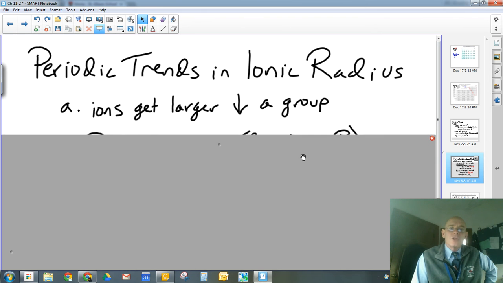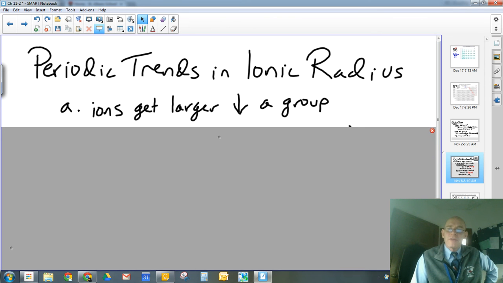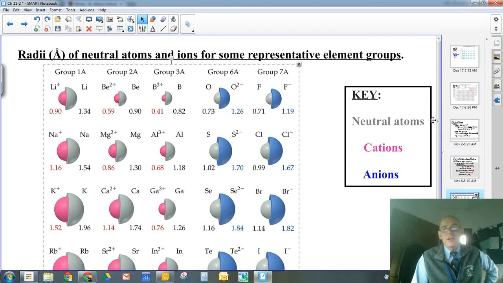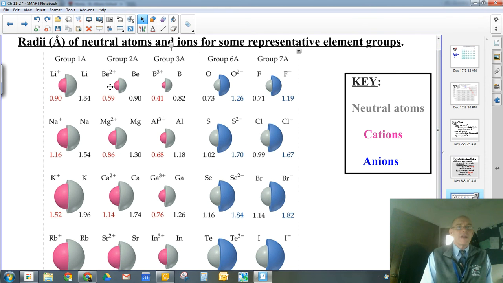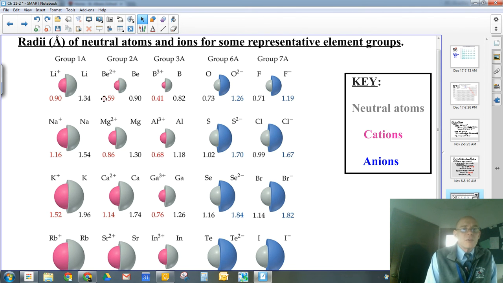Ions get larger as you go down a group, and that should be obvious as well, for the same reason that atoms get larger as you go down a group or a family. So let's take the beryllium group, for example. Notice on this chart here, the numbers shown in pink and in gray and in blue for the anions are the actual atomic or ionic radii in angstroms. An angstrom is a tenth of a nanometer, so 10 to the negative 10th of a meter. It's just another measure of length.